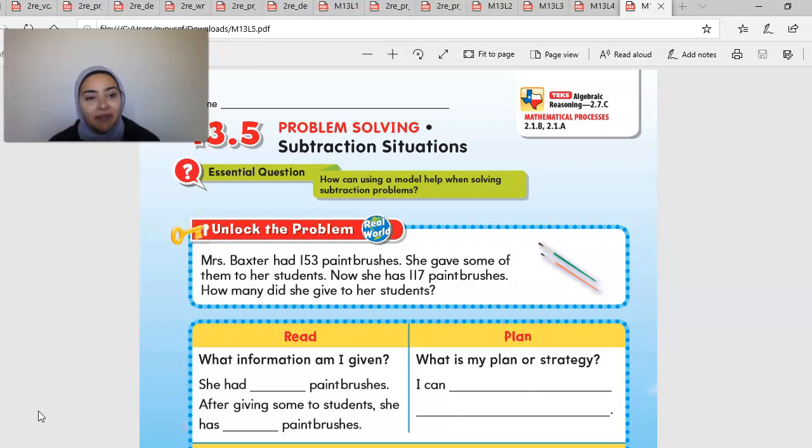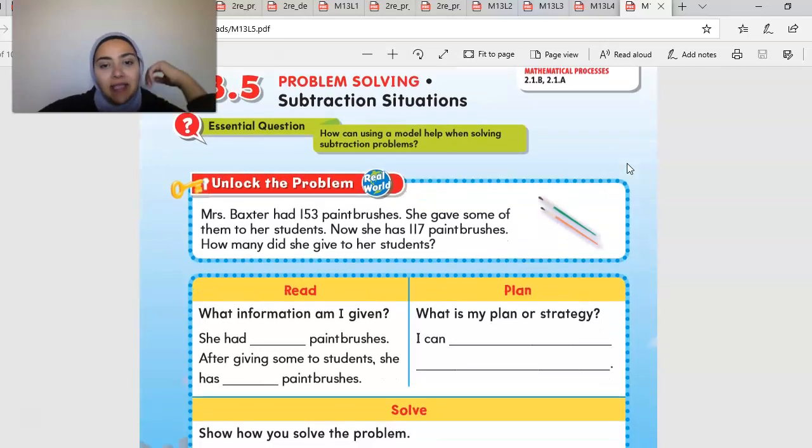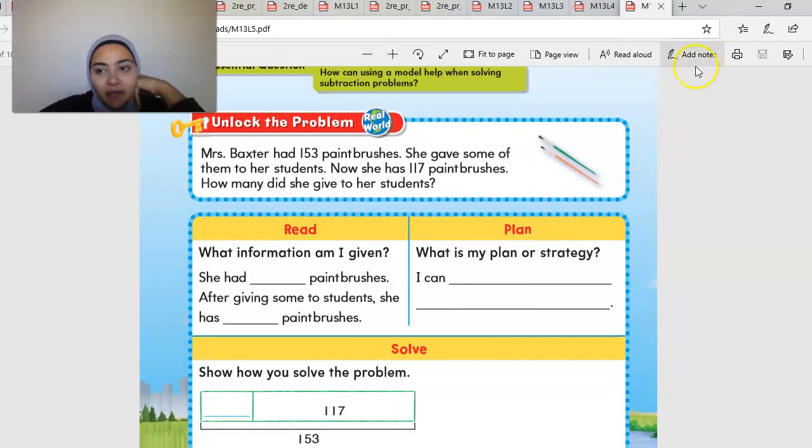So we are going to be working on our Go Math lesson 13.5, problem solving, subtraction situations. So how can using a model help when solving subtraction problems? Let's read the problem first.